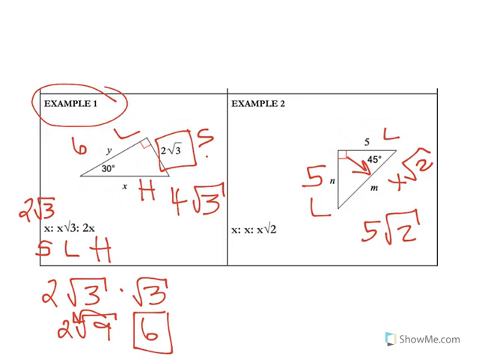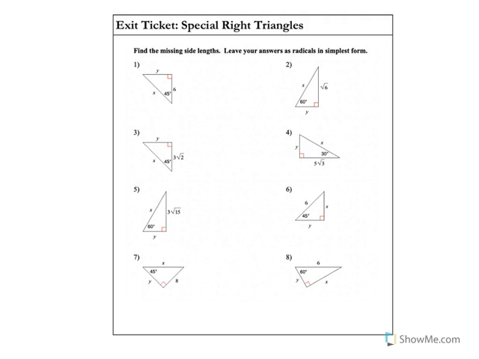All right, so keep those ratios in front of you. You're going to want to take this with you when you're doing your notes and label them as 30, 60, 90 or 45, 45, 90 and see if you can solve these exit ticket questions. Good luck.